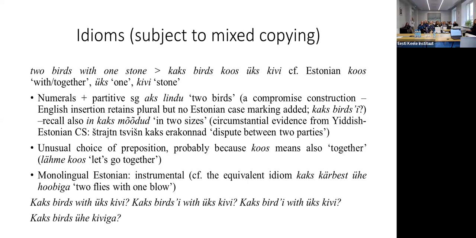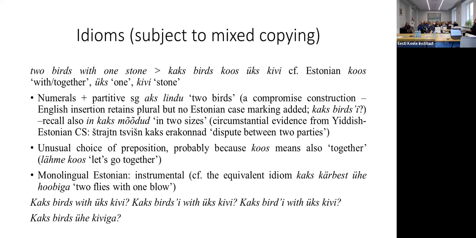So we have an Estonian numeral, but then you have the plural, nominative plural instead of partitive singular. There is circumstantial evidence from my previous research: Yiddish Estonian code switching with a numeral, "streiten zwischen kaks erakonnad". "Two" should be "kahe erakonna vahel".